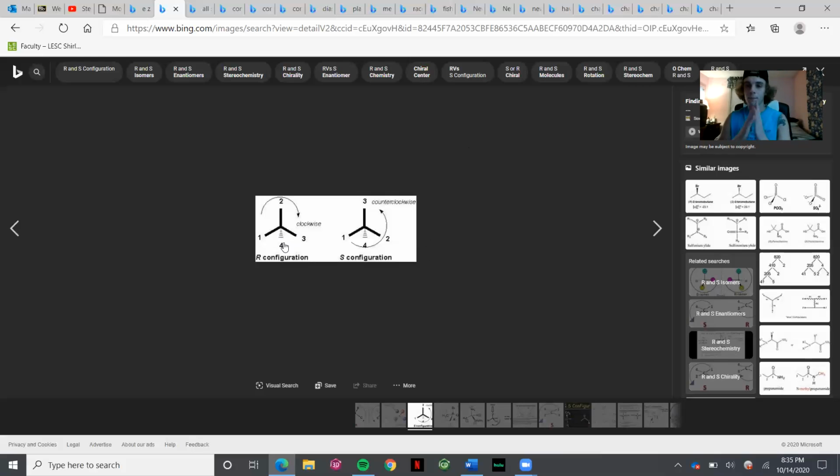Now, the only exception is when your lowest priority group is coming at you. And that's the wedged dark line. And that's when you switch the configuration. Now, if I have an example, and I wish I had one up on the board for you. Actually, maybe I can scoot ahead and find an example.